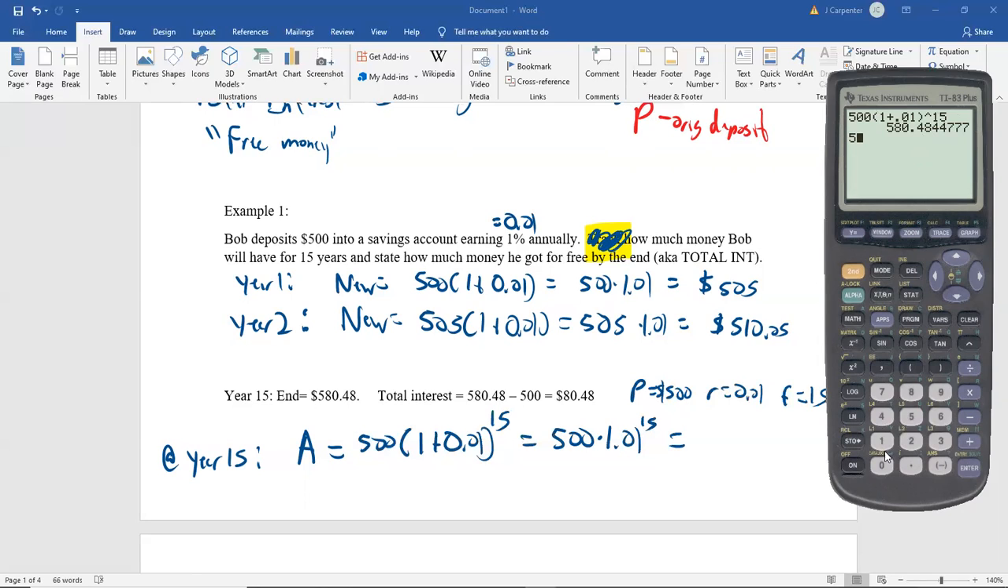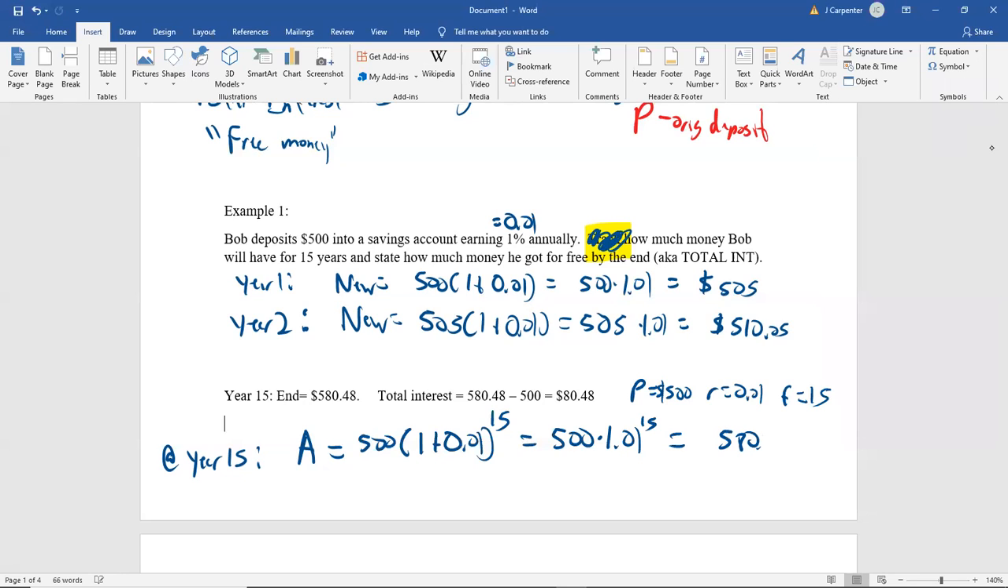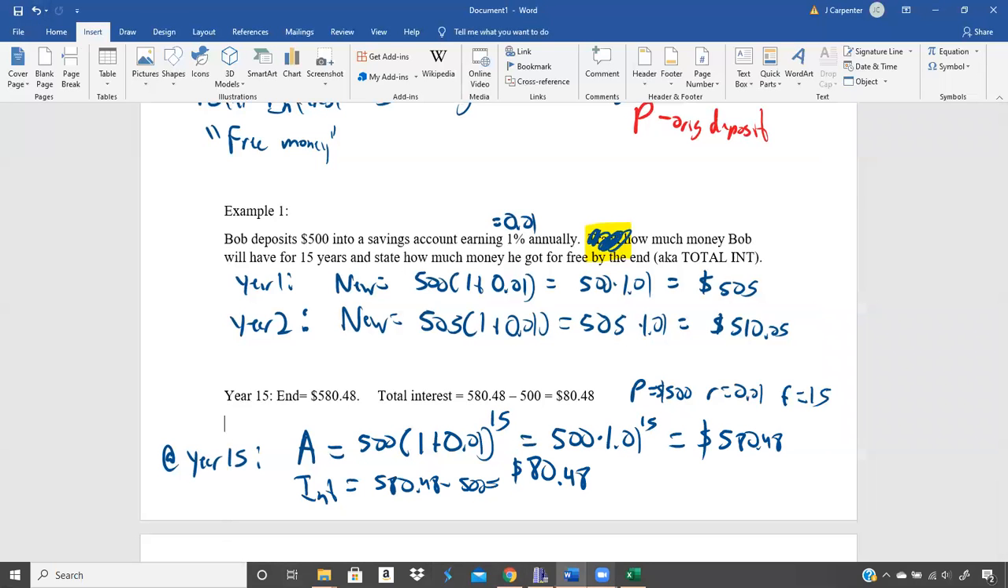Or if I type it the other way, 500 times 1.01 raised to the 15. Same exact answer, 580.48. And then, of course, the interest is 580.48 minus 500, which is 80.48. I'm sorry, not 48, 80.48. I was saying the cents before the dollars in some weird universe. So the formula works.